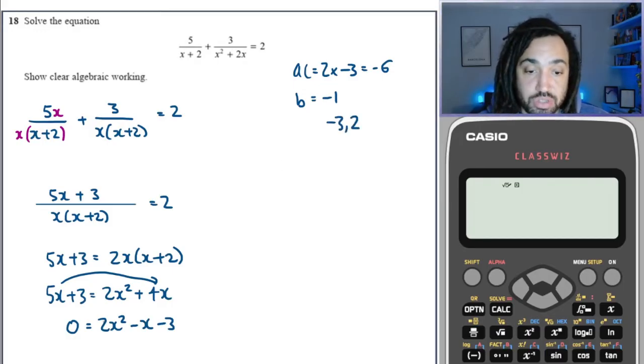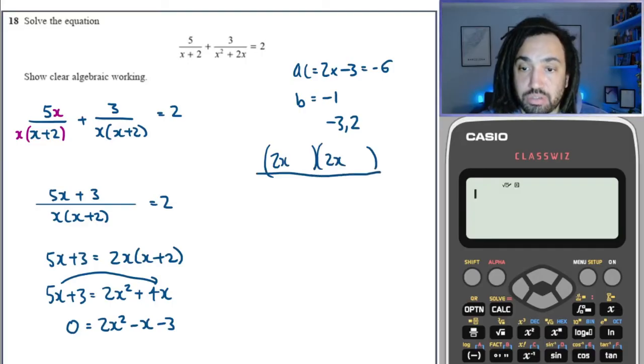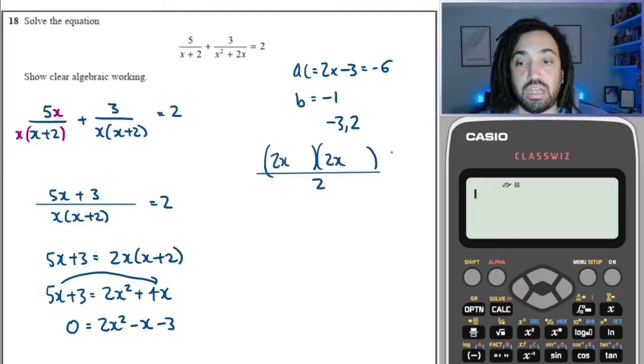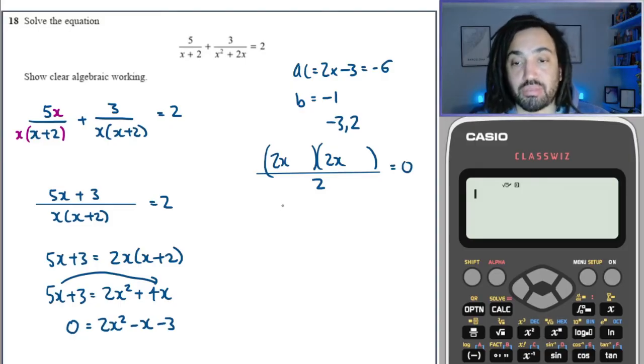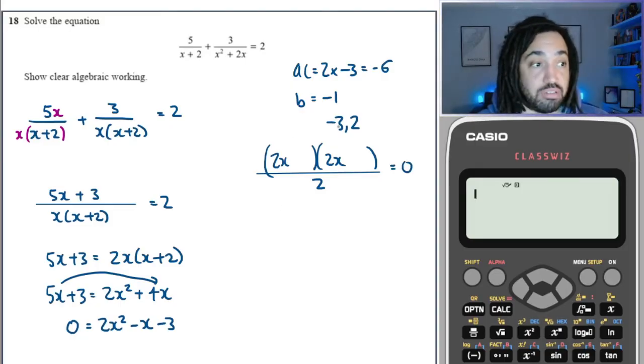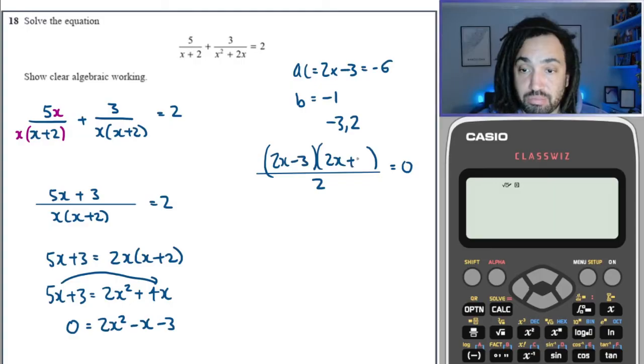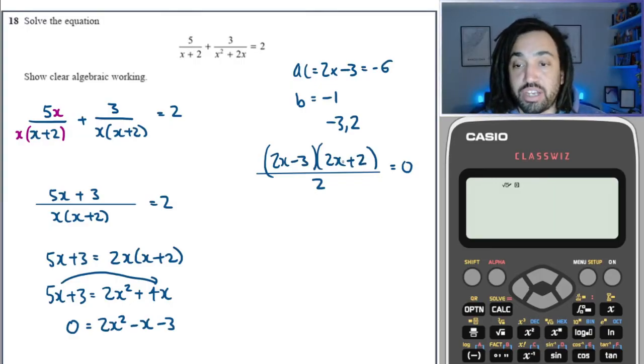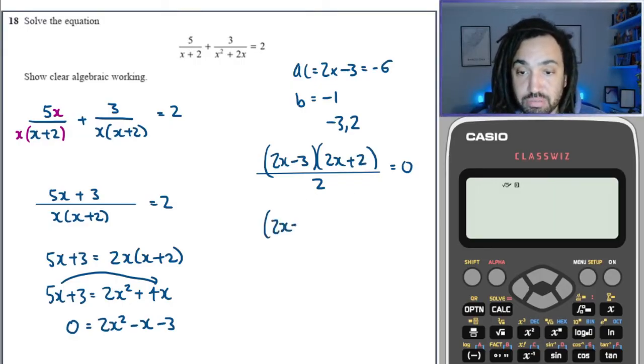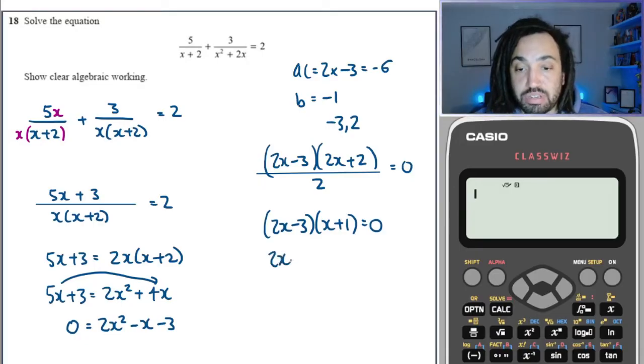And because this is a 2 right here, I write 2x all over 2, and that is equal to 0. Okay, so those numbers that I've just found, minus 3 and 2, they go in here. And then I simply divide through one of the brackets here by 2 to get rid of that divide by 2 on the bottom, and that gives me x plus 1 is equal to 0. So now 2x minus 3 equals 0, or x plus 1 equals 0.